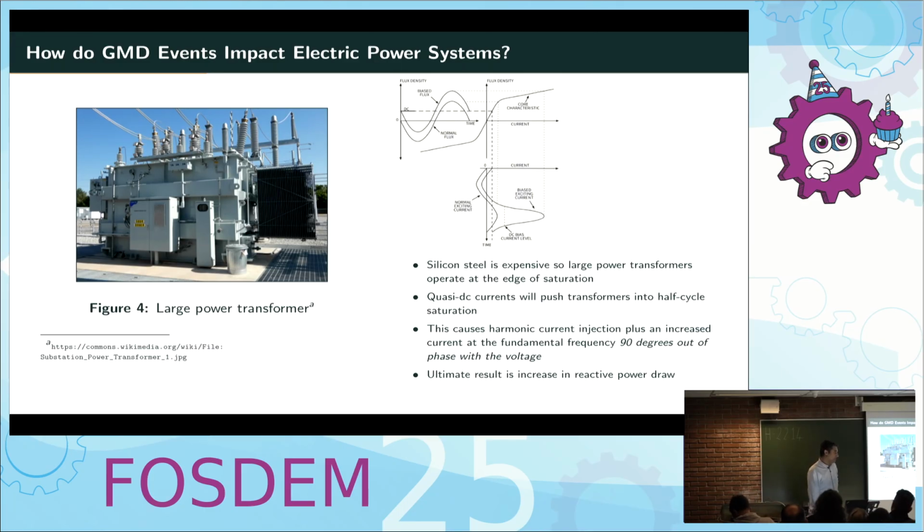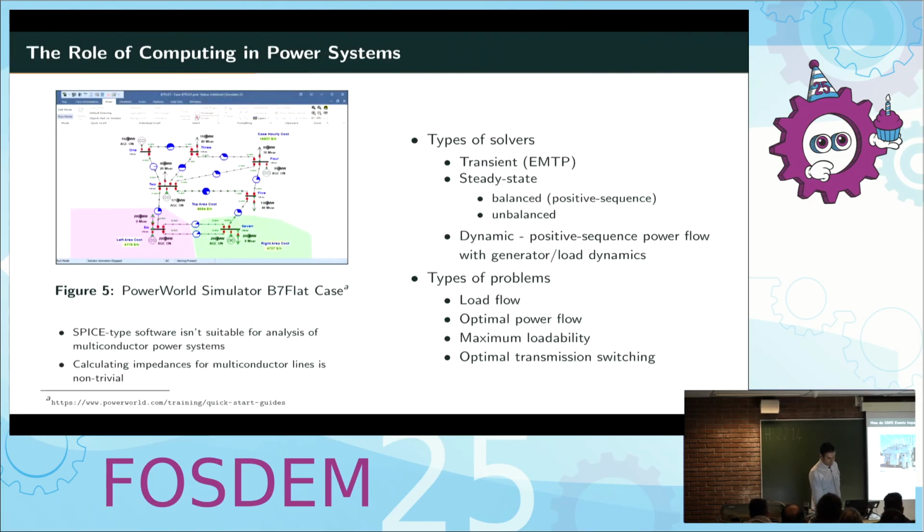Those can cause trouble. But the most significant impact is that there's a fundamental component of that current that's out of phase with the voltage. And this increases your so-called reactive power losses. And these can impact voltage stability on the grid. Also, we can experience transformer overheating as a result of local hotspots.